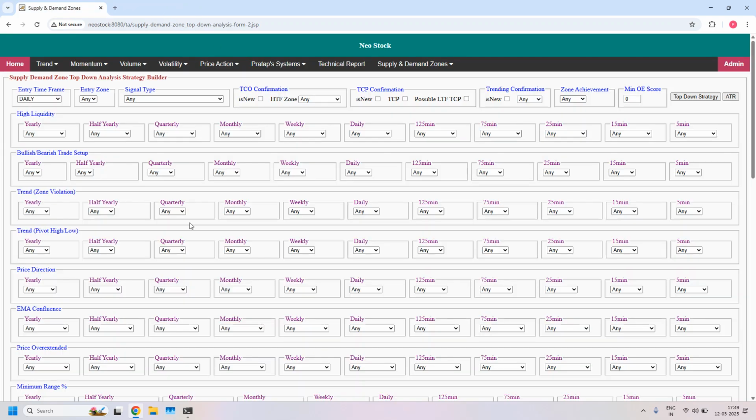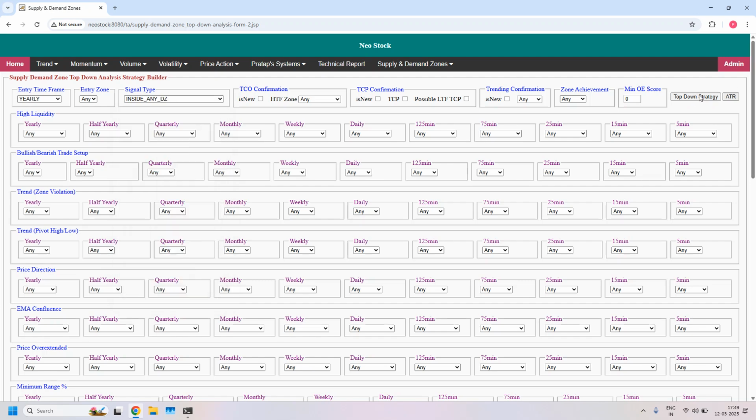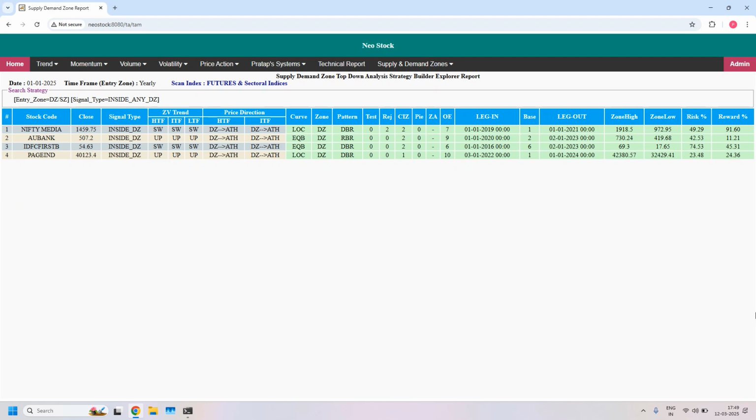Now I am going to generate different supply demand zone reports with the help of NeoStock Software Supply Demand Zone Top-Down Analysis Strategy Builder. Okay, starting with the yearly time frame. Stocks whose price closed inside the yearly demand zone. We got 4 stocks. I'm giving you only a few seconds to watch the report.